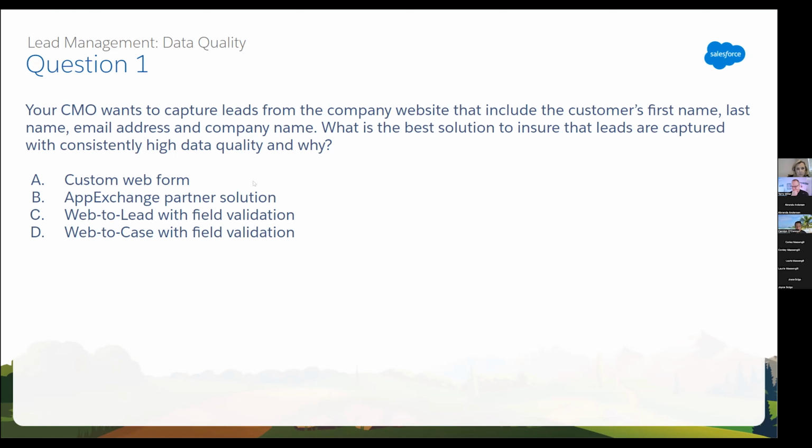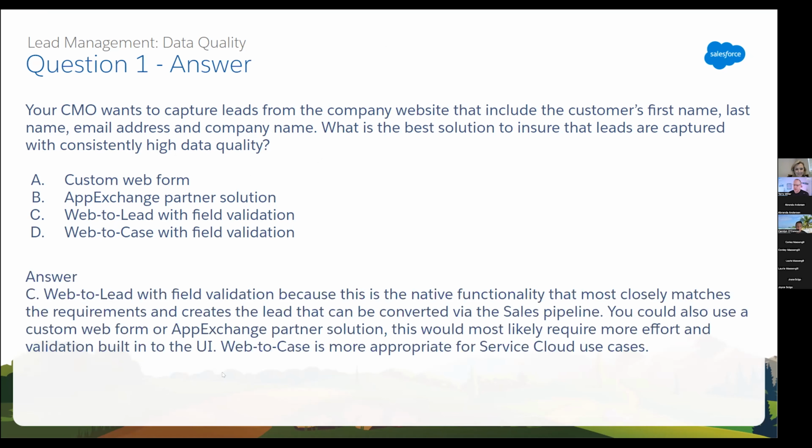So the first, A, is custom web form. Second, B is AppExchange partner solution. C is web to lead with field validation. And D is web to case with field validation. Got C in the chat. Several people put in C in our chat. Yes, C is the correct answer.